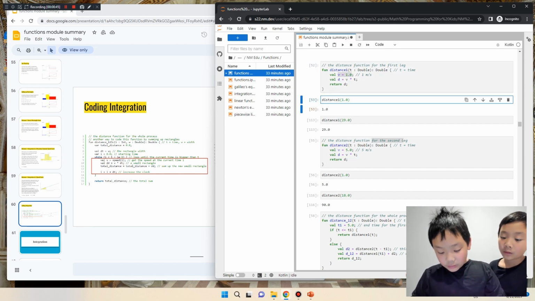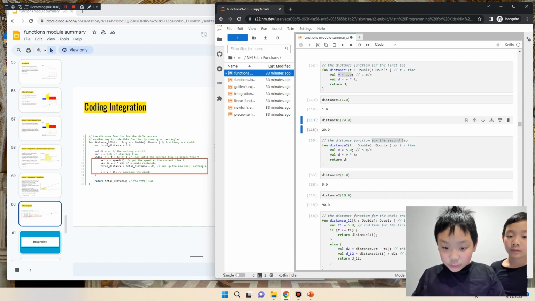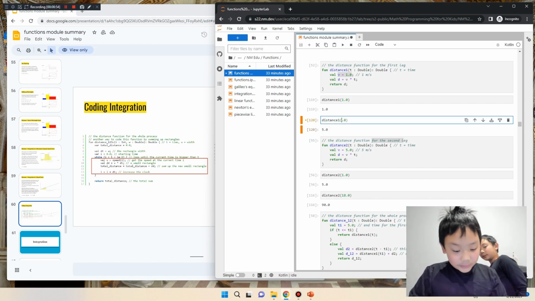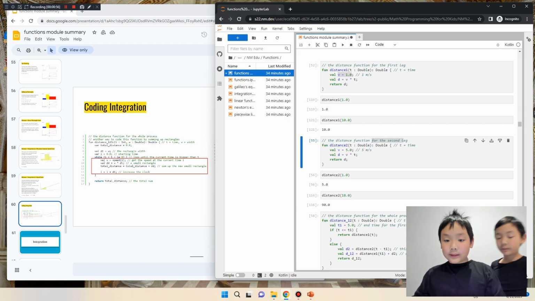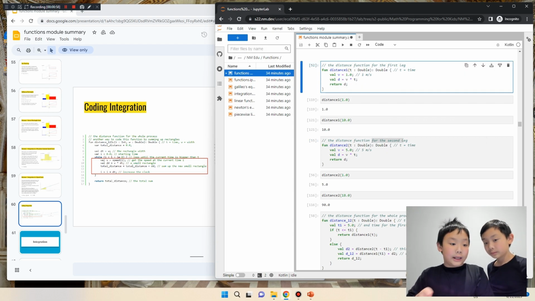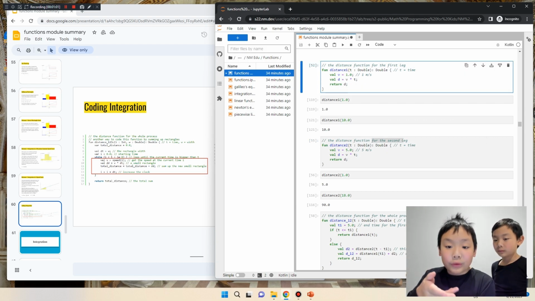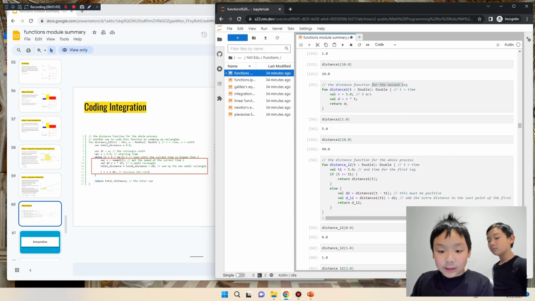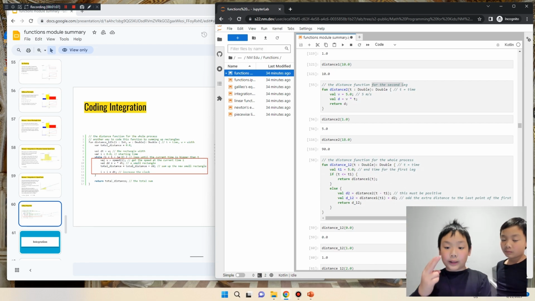So if we change this to 1, it will give us 1. Let's change this to like 5, it should give us 5. And let's change to 10 and it will give us 10. This is because this is the first leg and it's just maybe 1 meter per second. Its speed is 1.